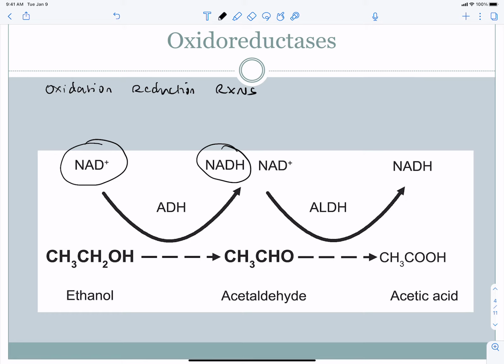NADH, NAD, and NADP are referred to as cofactors, and they are often associated with these oxidation-reduction reactions. These reactions are going to be found in glycolysis, the TCA cycle, and oxidative phosphorylation. All cells that have mitochondria are going to use these. Cells that undergo glycolysis, which basically is every cell in your body, are going to use these types of enzymes.